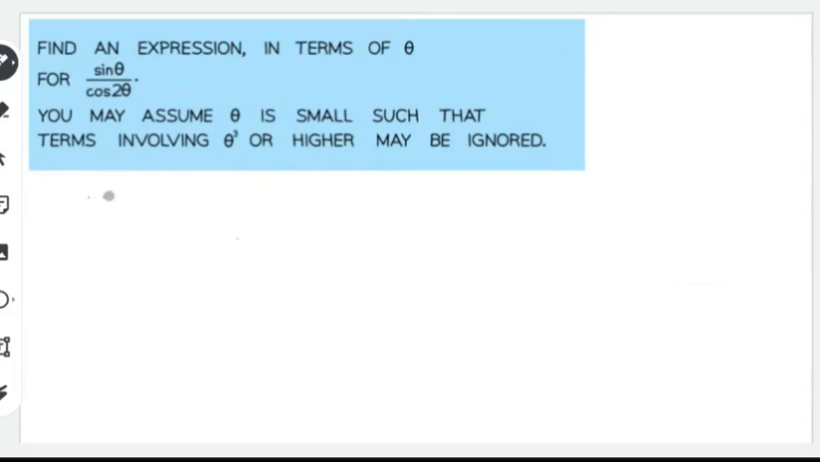So we have, it's approximately equal to theta over 1 minus a half (2 theta) squared, which is equal to theta over 1 minus a half of 4 theta squared, which is equal to theta over 1 minus 2 theta squared. Yep. That is fine.